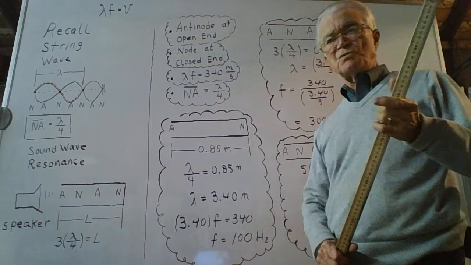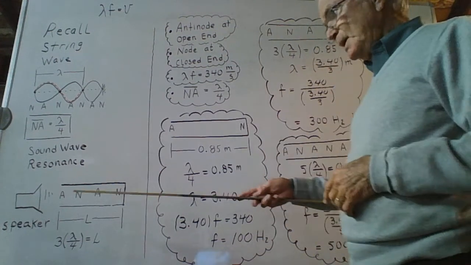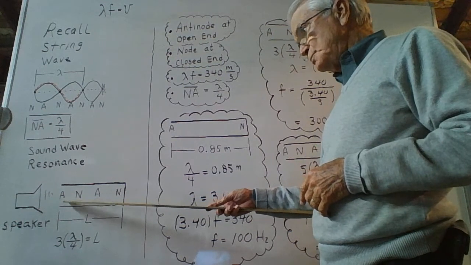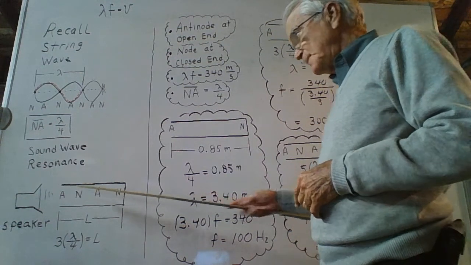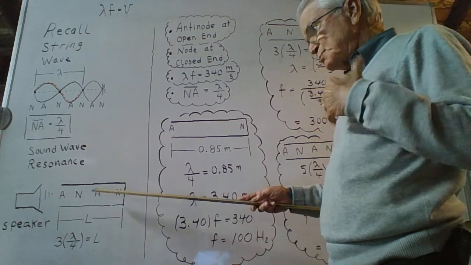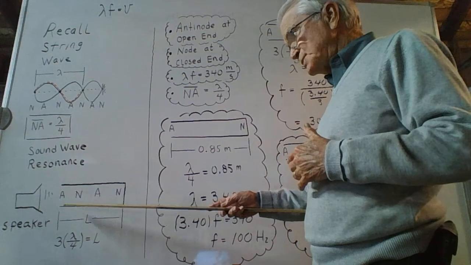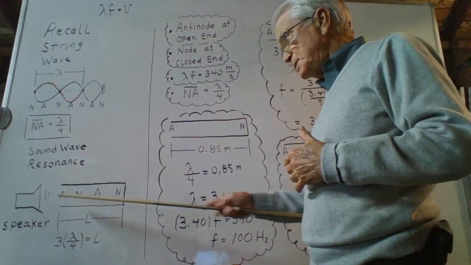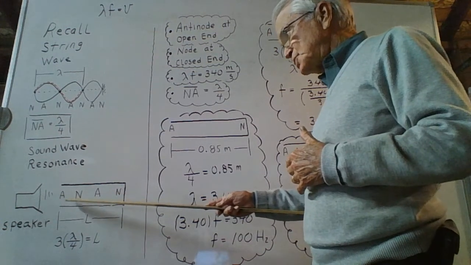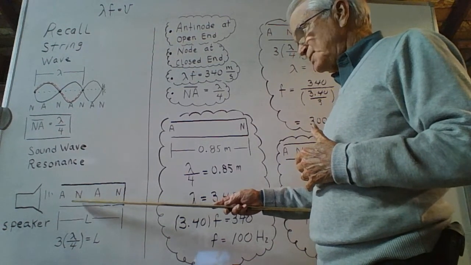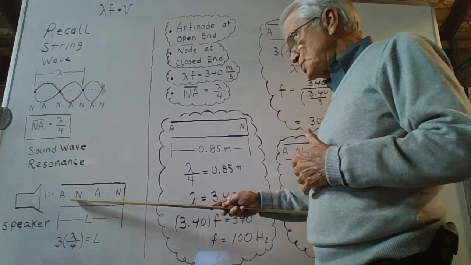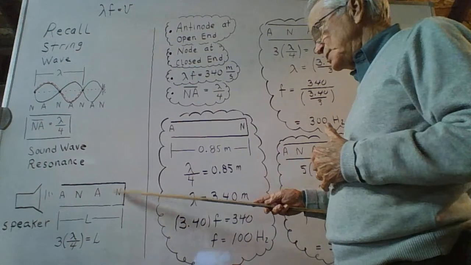resonances involving sound waves. I show here a speaker next to a tube that is open at one end, closed at the other end. One such possibility for resonance in this tube is that there is an A at the open end, an N at the closed end, and then these additional behaviors along the length of the tube. You start with an antinode, then a node, then an antinode, then a node.